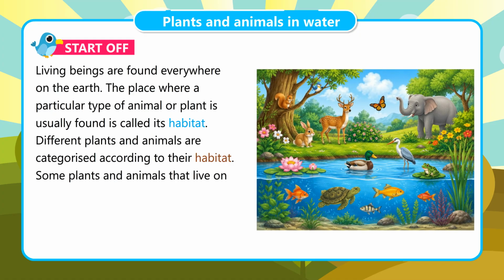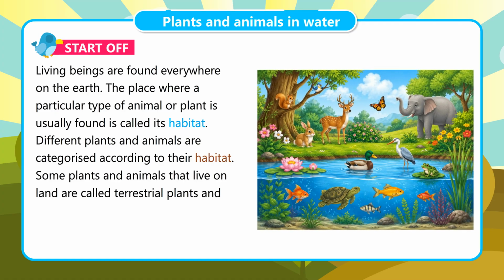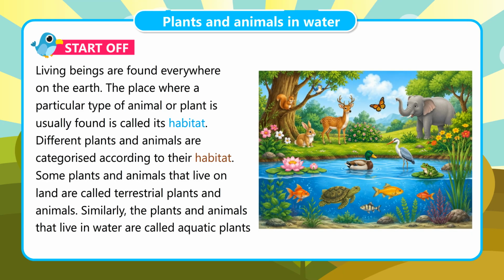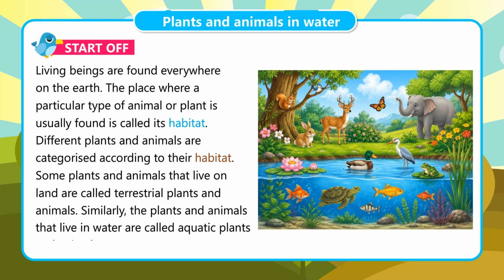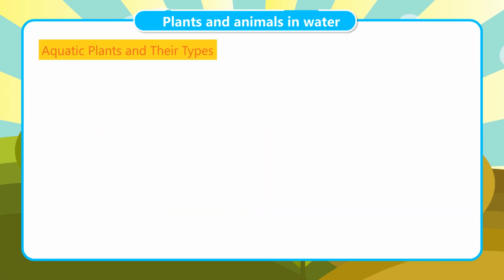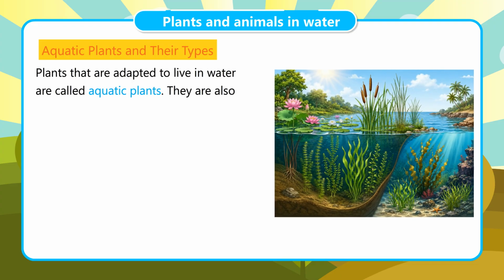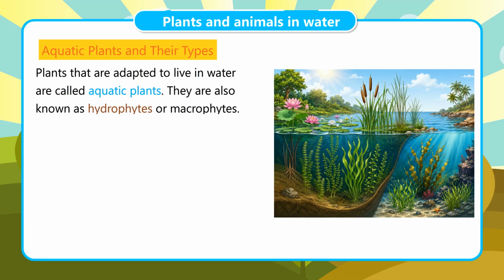Some plants and animals that live on land are called terrestrial plants and animals. Similarly, the plants and animals that live in water are called aquatic plants and animals. Aquatic plants and their types. Plants that are adapted to live in water are called aquatic plants. They are also known as hydrophytes or macrophytes.